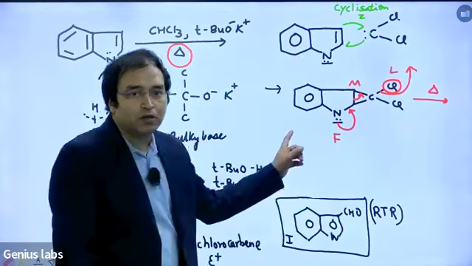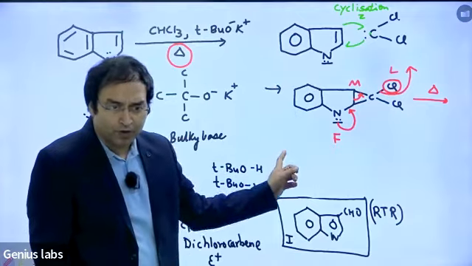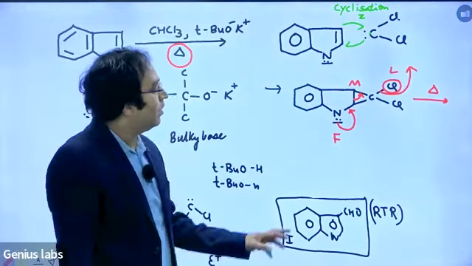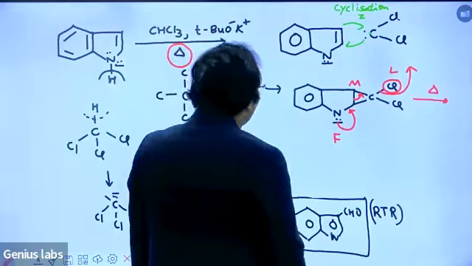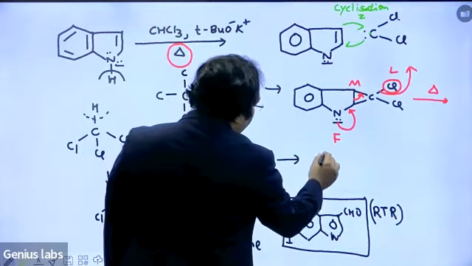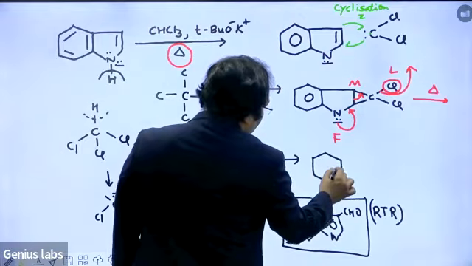FML, can you remember this? Do you remember this FML? Earlier we have done it multiple times. Something facilitates, something migrates and then the leaving group. If this happens, can you redraw the compound after this? The compound will be rearranged to a 6-membered ring.